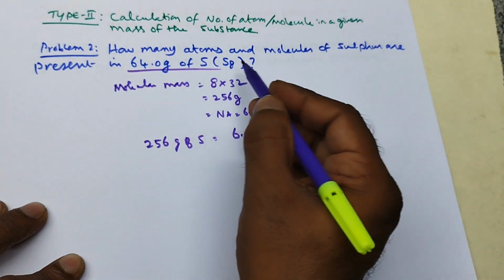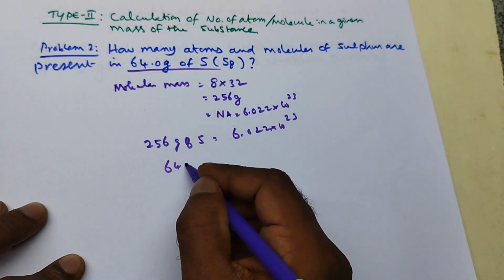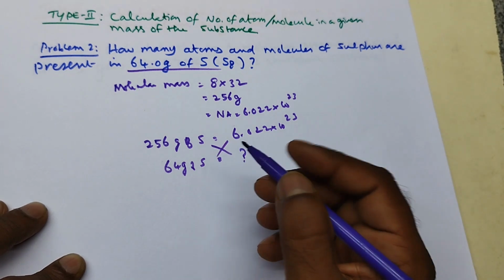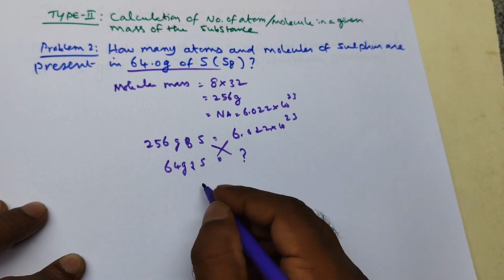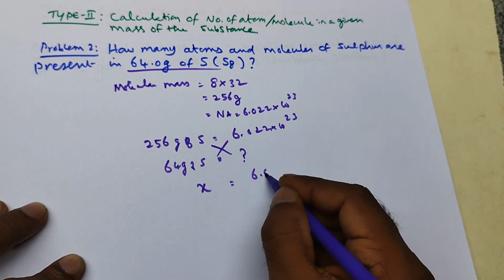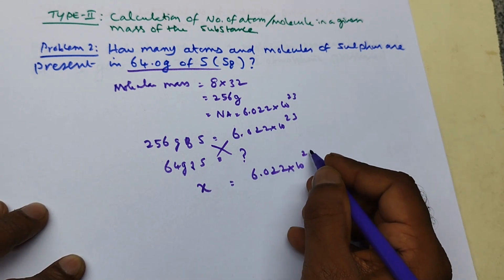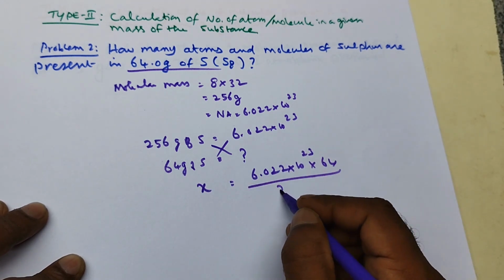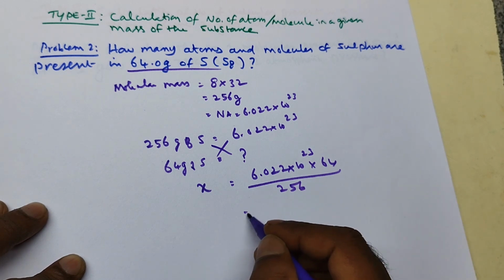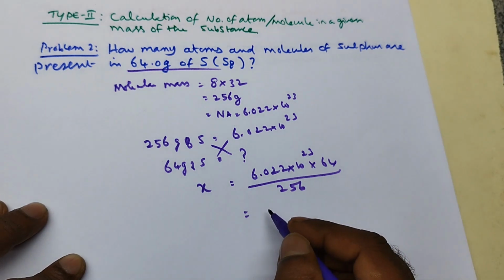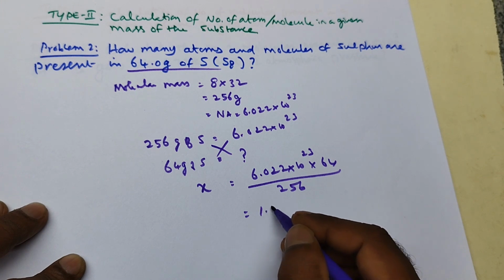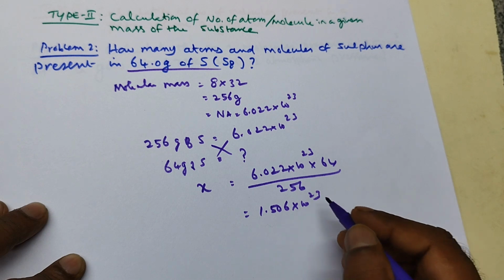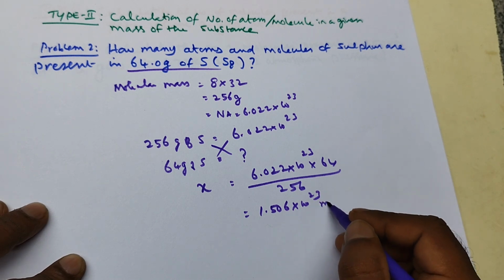The question is about 64 gram of sulfur. 64 gram of sulfur contains how much? On doing the cross multiplication, we can find that x is equal to 6.022 × 10^23 into 64 divided by 256. So it will be roughly 1.506 × 10^23 molecules.